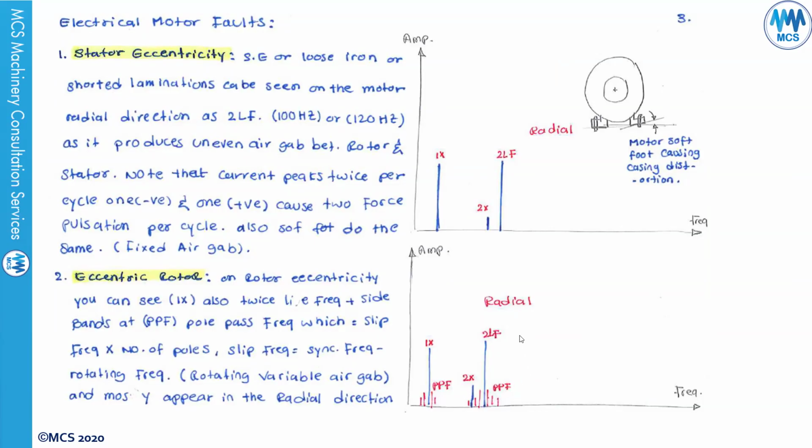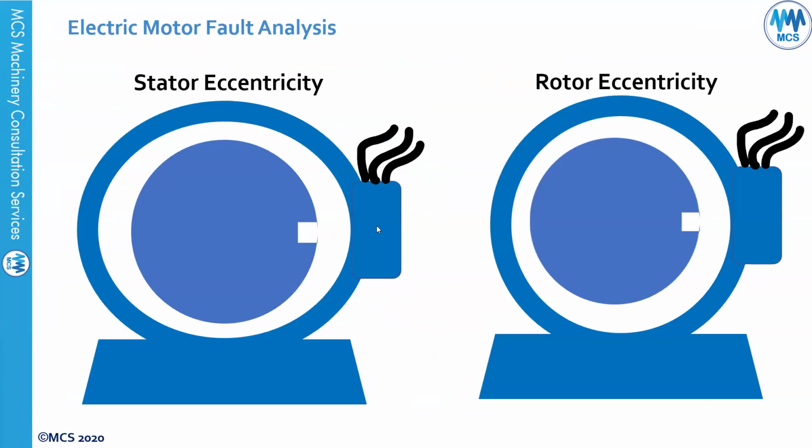If you have rotor eccentricity, you will see twice line frequency modulated with sidebands at PPF, or the pole pass frequency. The pole pass frequency equals the slip frequency multiplied by the number of poles. The slip frequency is the synchronous frequency minus the rated frequency, or the rated running speed, and the synchronous frequency equals twice line frequency divided by the number of poles. When you calculate the pole pass frequency, and it appears as a sideband around twice line frequency, this will be an indication of rotor eccentricity.